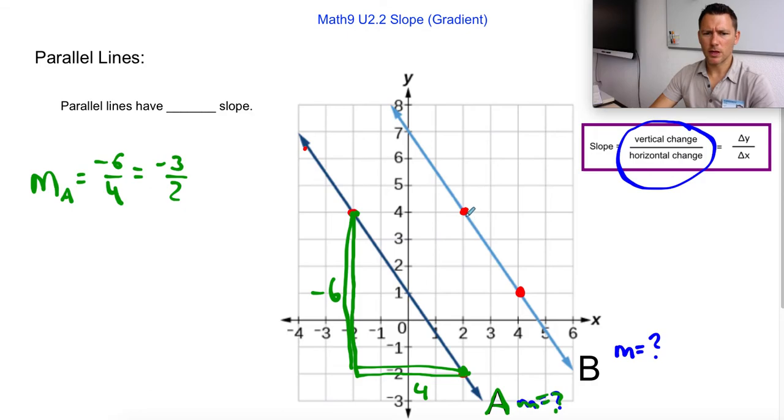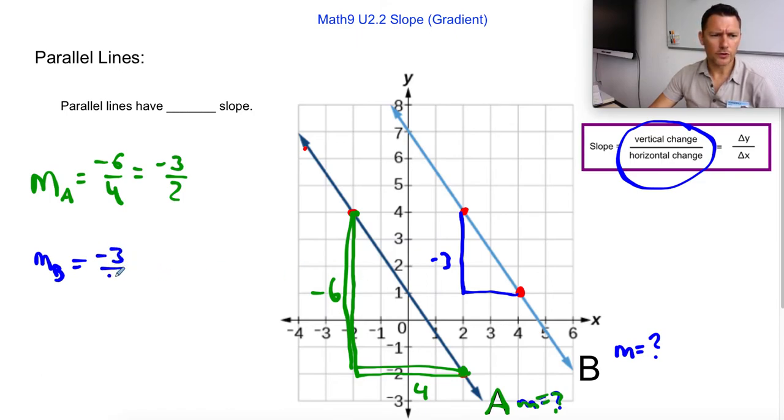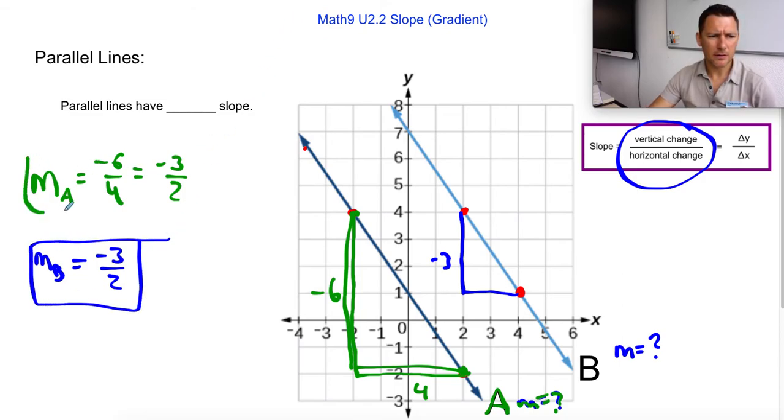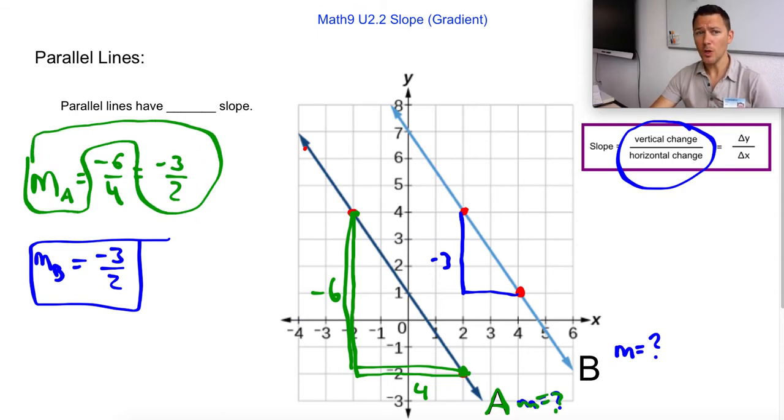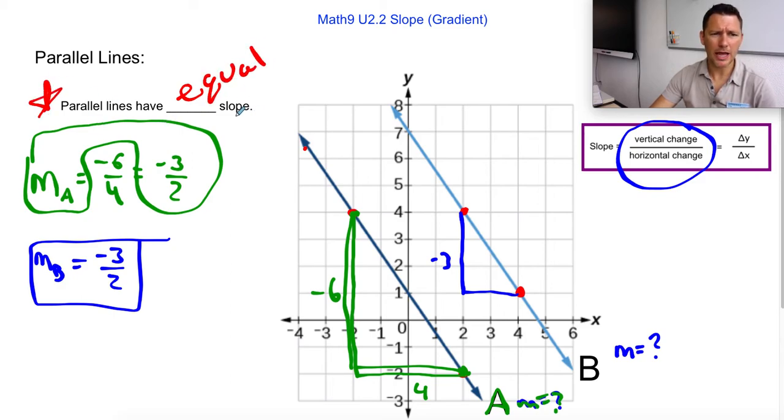We'll do it in blue, right? Same. So the slope for B is rise 1, 2, 3, -3. It's going downhill, over run 1, 2, right? So -3 over 2. What do you notice about this slope and this slope of the parallel lines? Wow, yeah, they're equal. So you should write that in your notes. Parallel lines have equal slope, equivalent slope.